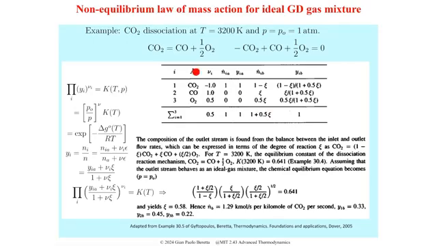In any case, suppose we consider the reaction of dissociation of CO2, which is important in combustion, because CO2 is a product of combustion, and at high temperatures, this dissociation may occur. So let's assume the temperature is 3200 K, and that we are at atmospheric pressure. Somehow, using the previous table, you can compute the equilibrium constant, which is 0.64.